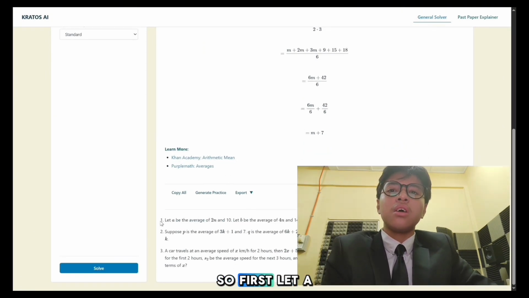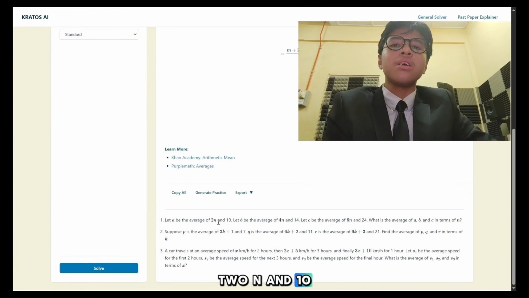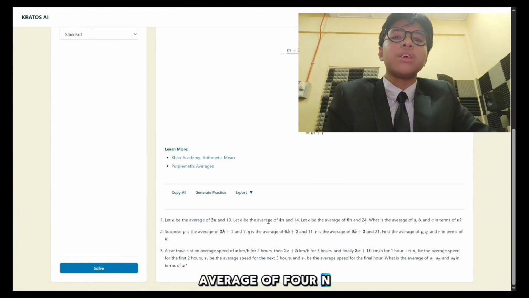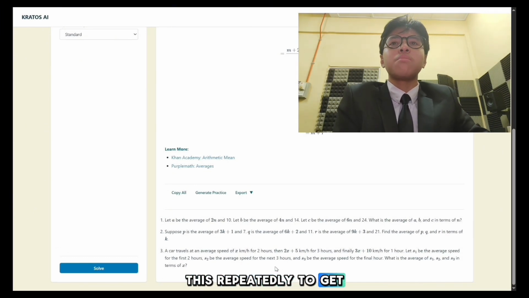So first, let A be the average of 2n and 10. Let B be the average of 4n and 14. Let C be the average of 6n and 34. What is the average of A, B, and C in terms of n? And so on and so forth. And you can do this repeatedly to get better at math.